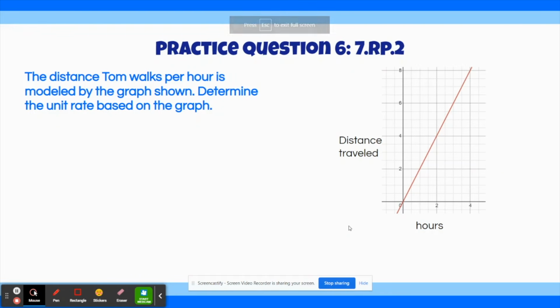Okay, question number 6 says, the distance Tom walks per hour is modeled by the graph shown. Determine the unit rate based on the graph. Alright, so now you can pause the video and try to solve it by yourself. Once you're ready to see the answer, play the video.